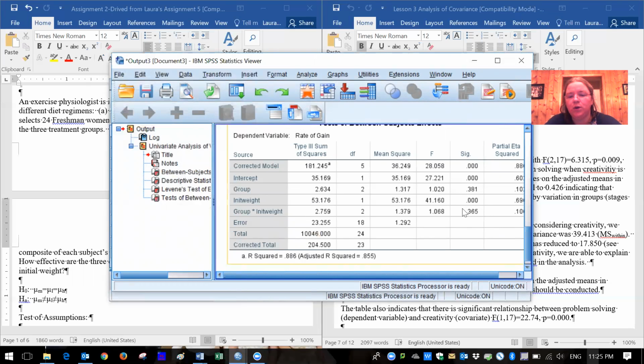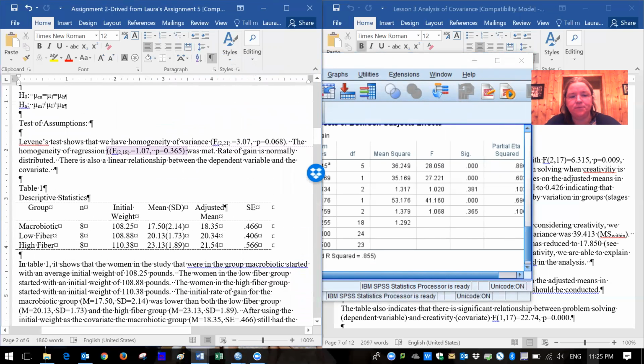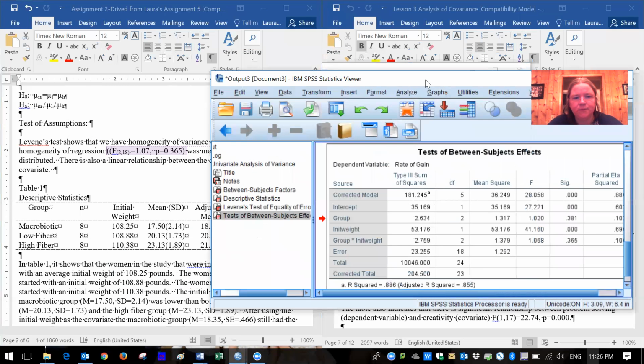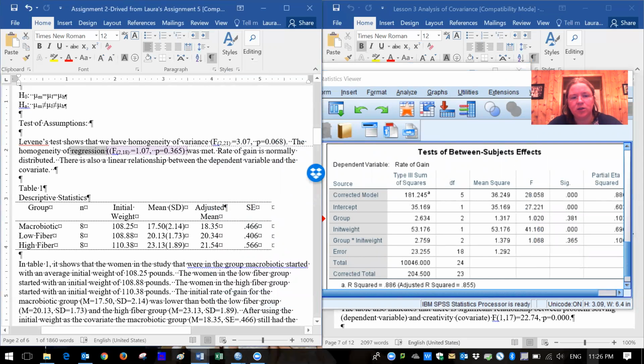And so our regression is not significant, which means that it's met. So if you look here, I have that the homogeneity of regression, F(2, 18) is how we're getting this formula, and it's equal to 1.07 if we round, and the p-value is 0.365, and so we say it's met.